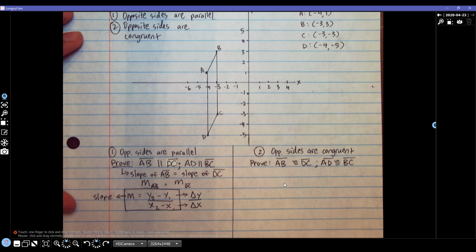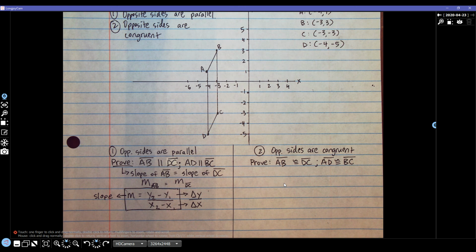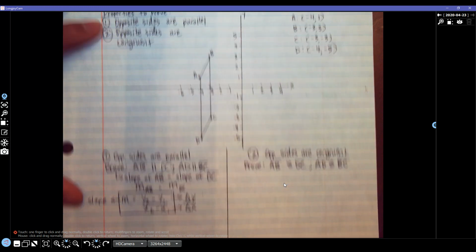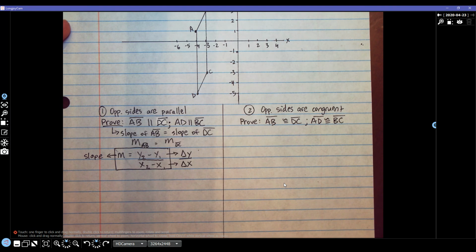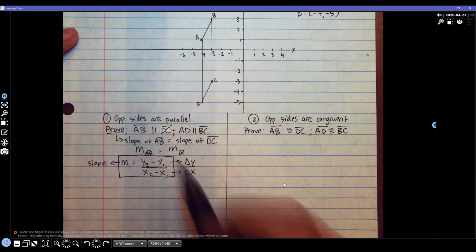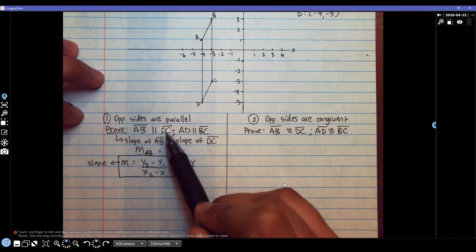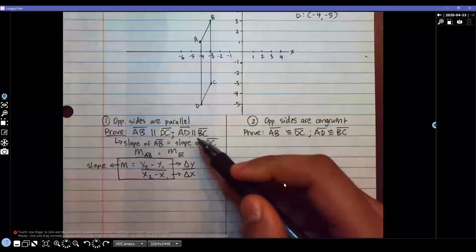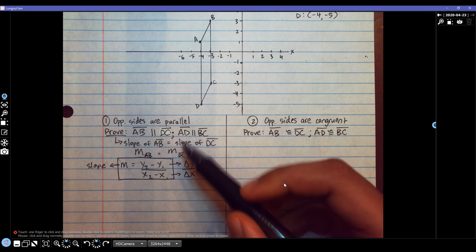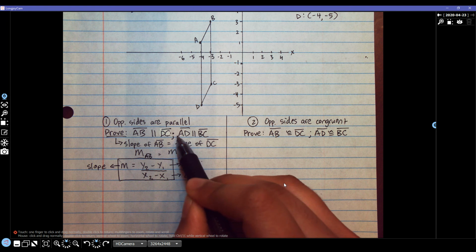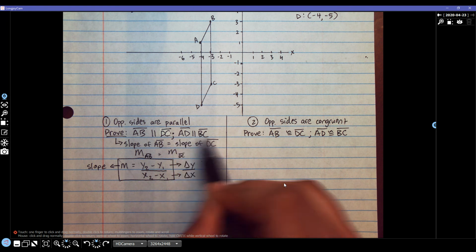Hi folks, welcome back. This video is going to be focusing on proving this first property we spoke about earlier: opposite sides are parallel. So essentially, we are going to be proving whether segment AB is parallel to segment DC and if segment AD is parallel to segment BC. I will be focusing on proving this first pair of segments, and I would like for you to prove whether the second pair of segments are parallel on your own.